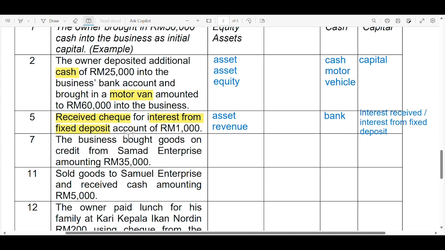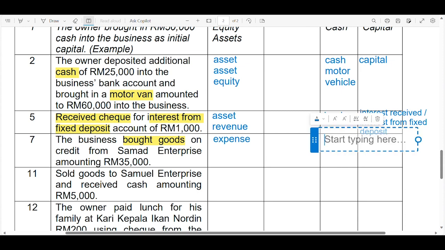Next, the business bought goods. Again and again, whenever you find bought goods, this will result in an increase in expense. Only for bought goods. Increase in expense, so you debit the expense account. What is the name of the expense account when you bought goods? Purchases, correct.